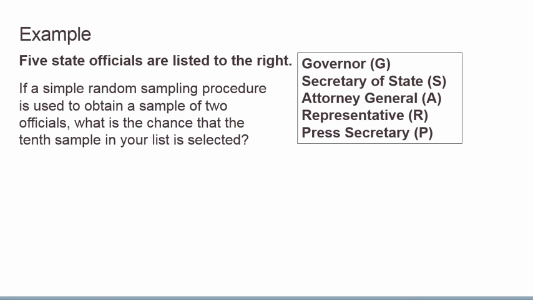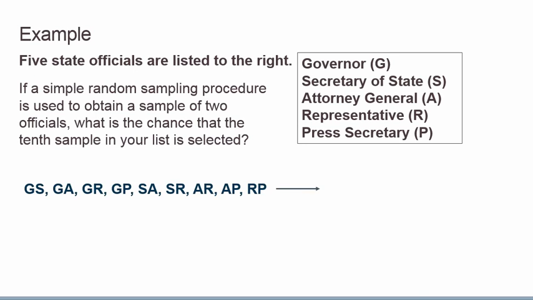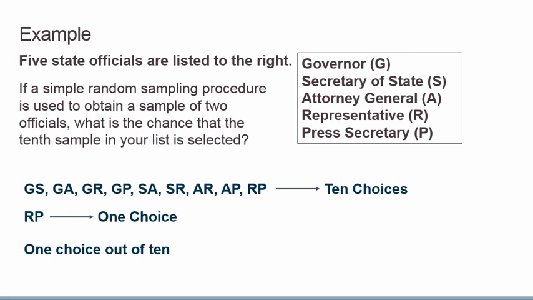In this example, we still have our 5 state officials. If a simple random sampling procedure is used to obtain a sample of 2 officials, what is the chance that the 10th sample in your list is selected? Again, we have our list of 10 choices. For us, our 10th sample happens to be the Representative and the Press Secretary. That's only one choice, so one choice in 10 is 1/10.